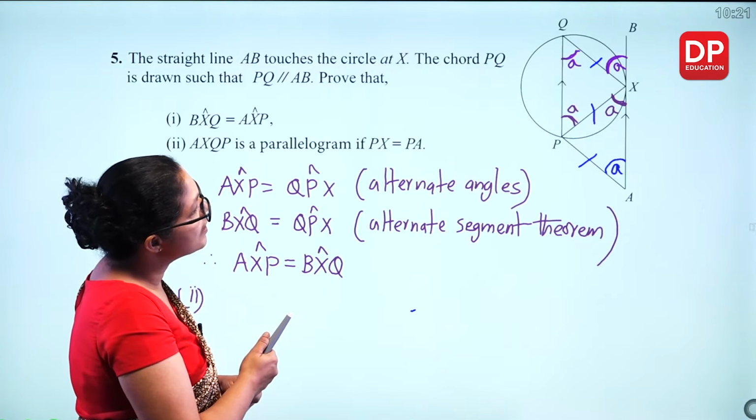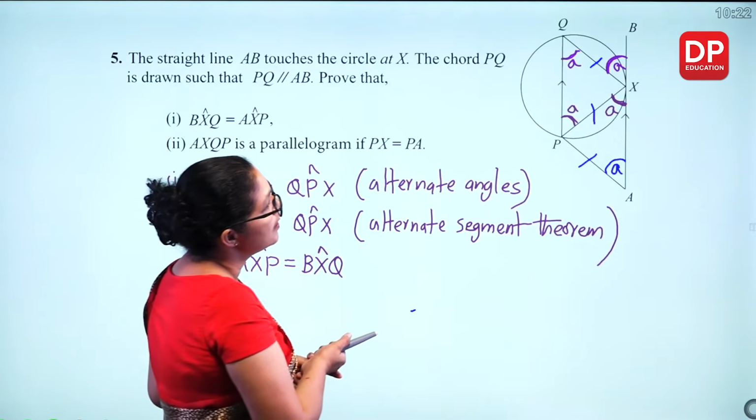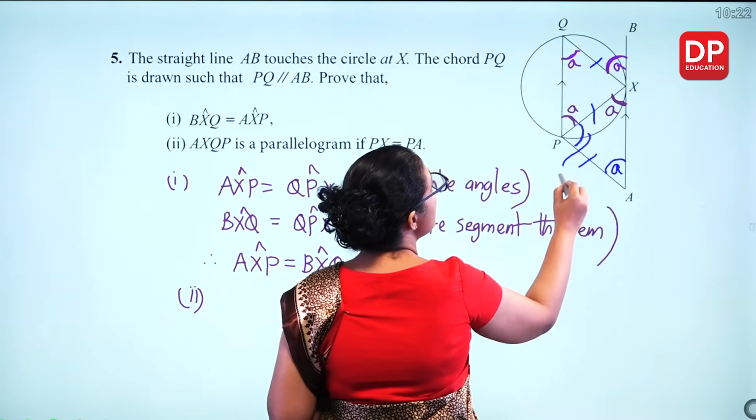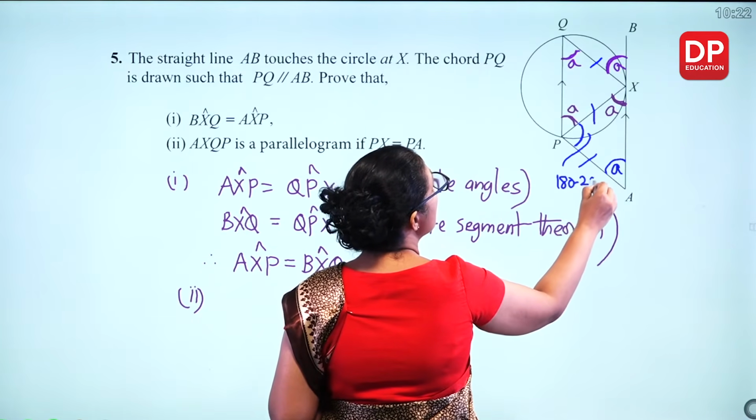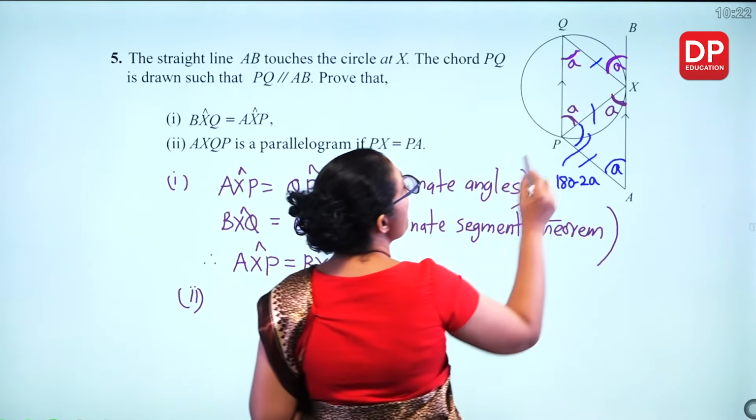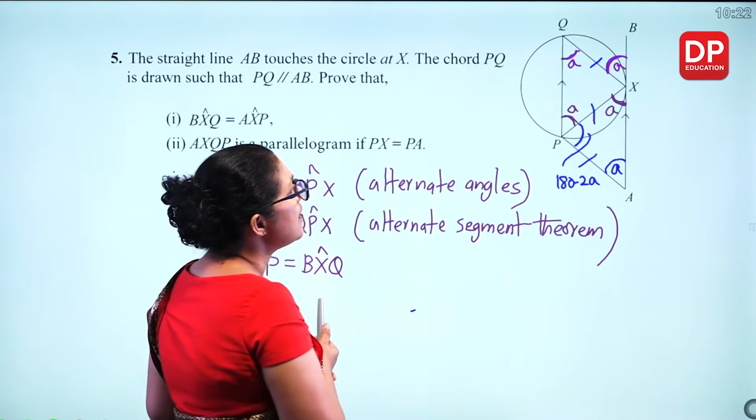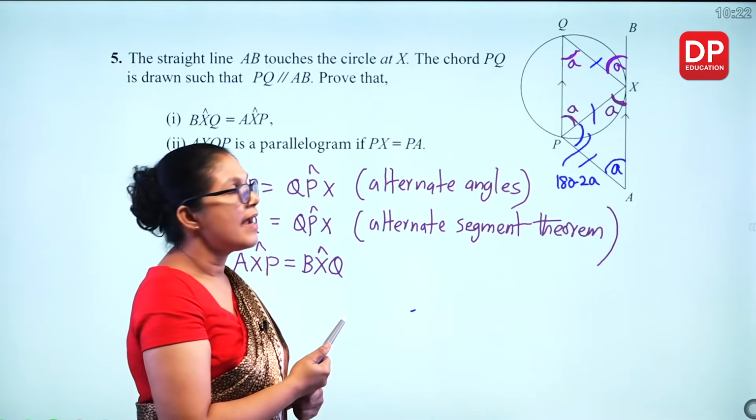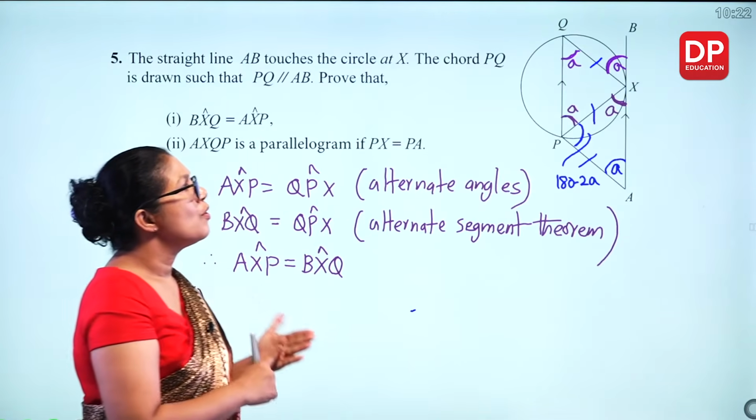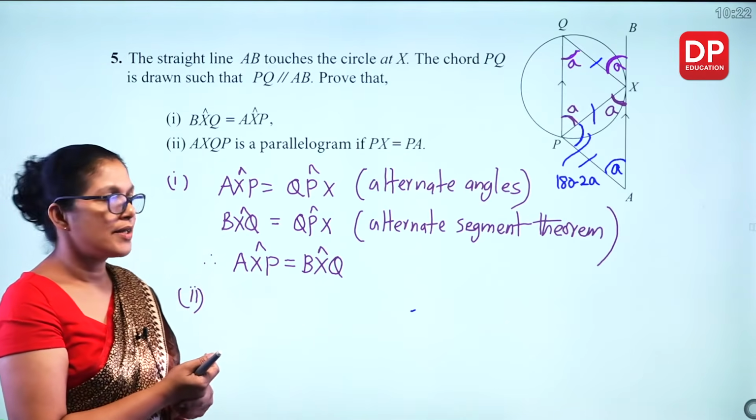How can we show that that's parallel? Allied angles add up to 180. If we can show, what's this angle? This angle is 180 minus 2A. Now we'll see. This angle plus this angle, what's the value? You are getting 180. So allied angles 180, that means two lines are parallel. One pair of opposite sides parallel means that's a parallelogram.